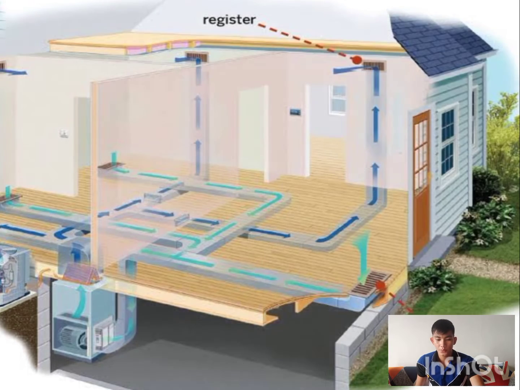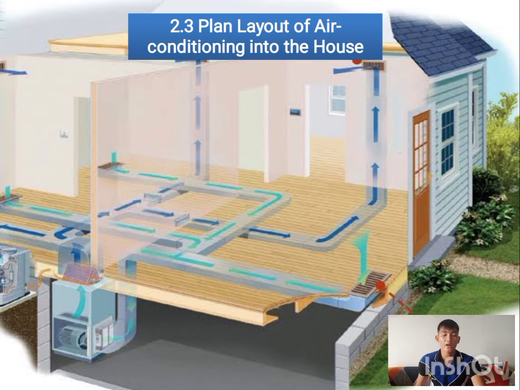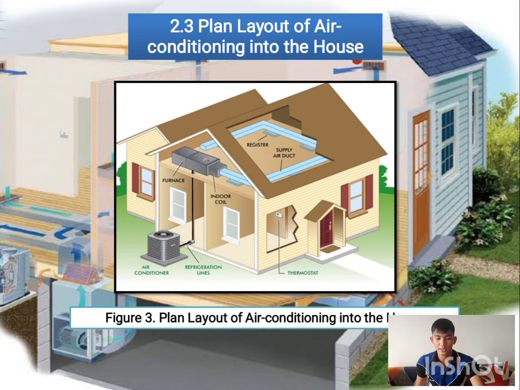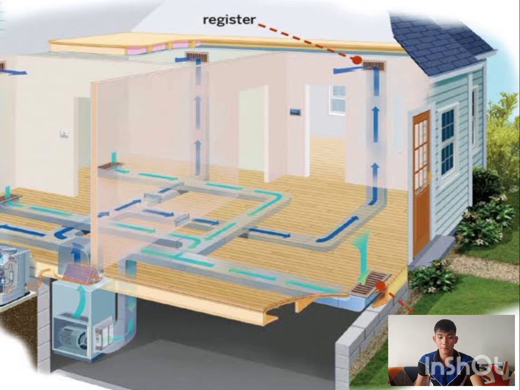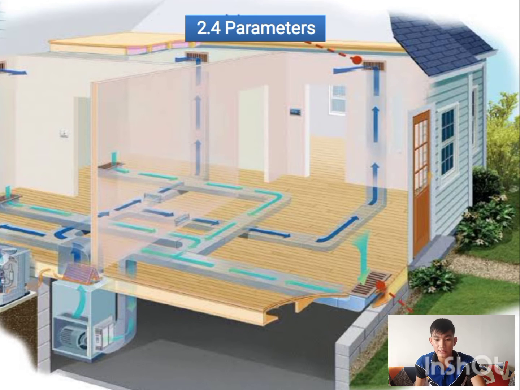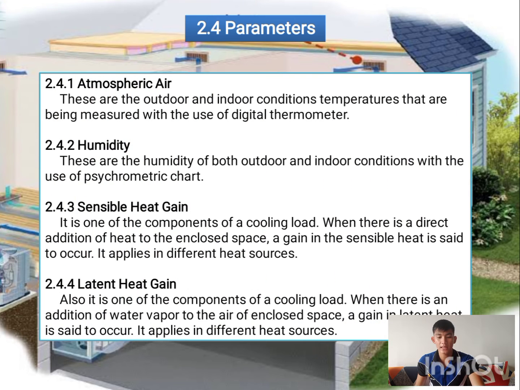So now let's proceed to the plant layout of air conditioning into the house. As you can see in the figure, this is the complete plant layout of air conditioning into the house. And then let's proceed to the parameters. These are the following parameters that need to be measured in designing a single house air conditioning system. First one, atmospheric air. These are the outdoor and the indoor conditions temperature that are being measured with the use of digital thermometer. Second, humidity. These are the humidity of both outdoor and indoor conditions with the use of psychrometric chart.